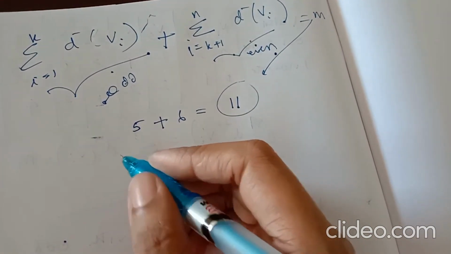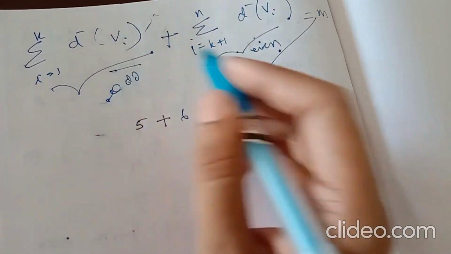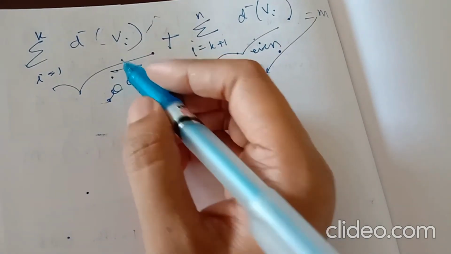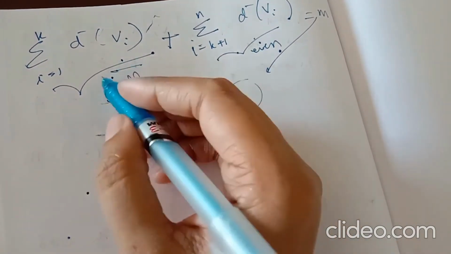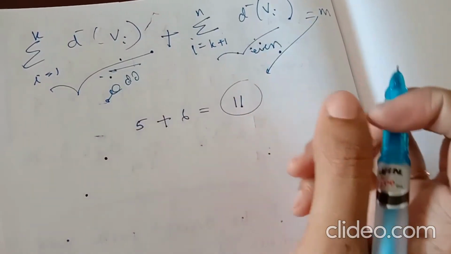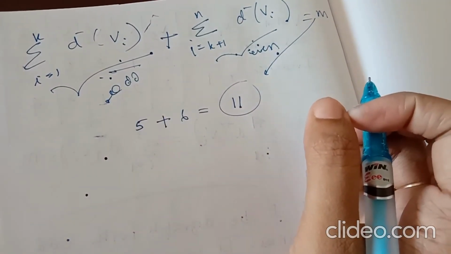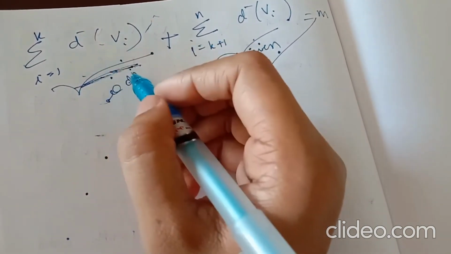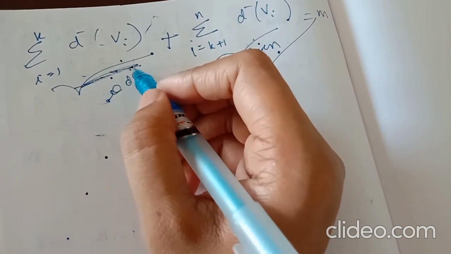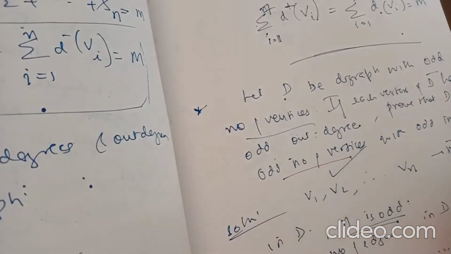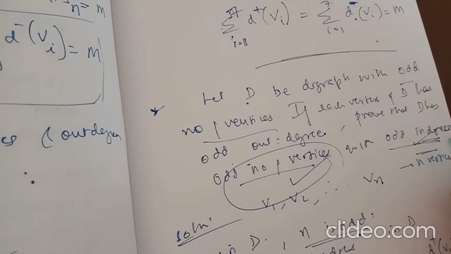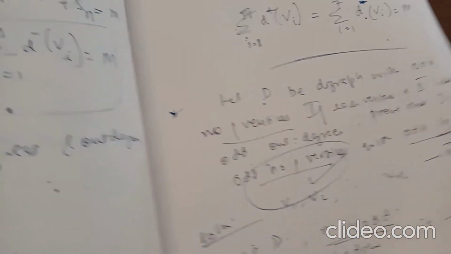So we have proved that each of these in degrees is odd. Therefore the number of terms in the left hand side of this must be odd. That we know, right? If this sum has to be odd, the number of terms must also be odd. That is what we have to prove. The number of vertices with odd in degrees must be odd. So this is what we have proved.